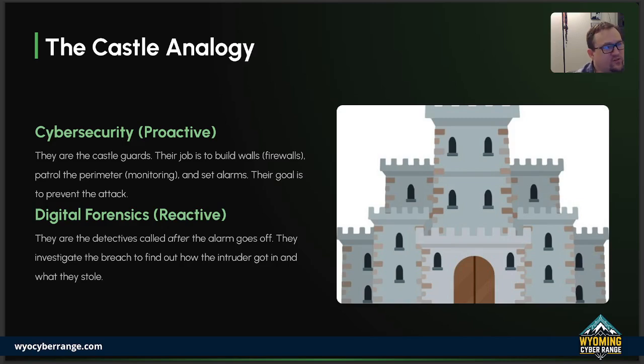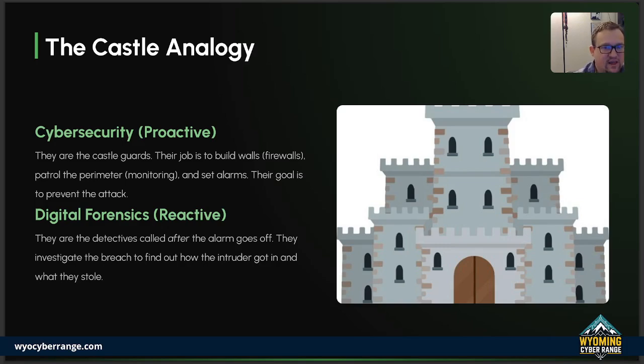Now, to understand our role, I like to use the castle analogy. Cybersecurity in the proactive stage, there are going to be things like castle guards. Their jobs are to build the walls, the firewalls, patrolling, monitoring, and set alarms to prevent an attack. Now, any of you who have taken my defense course know exactly what I mean by this because I use the same analogy in that course. They're there to build the walls. They're the blue team. They're there to protect things.